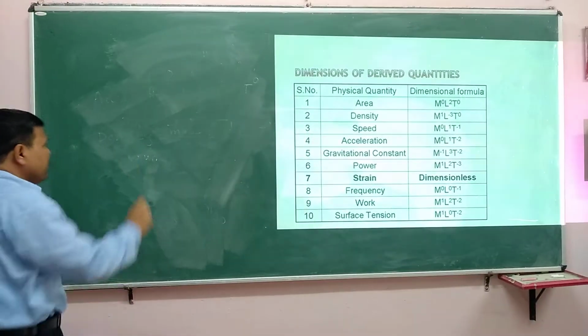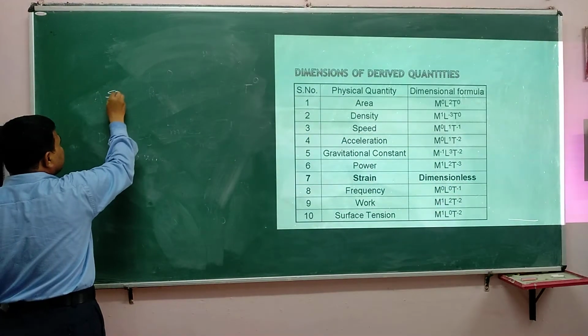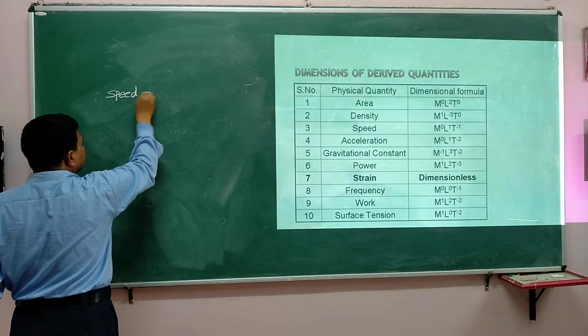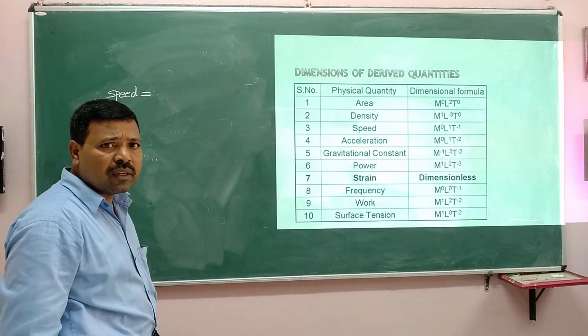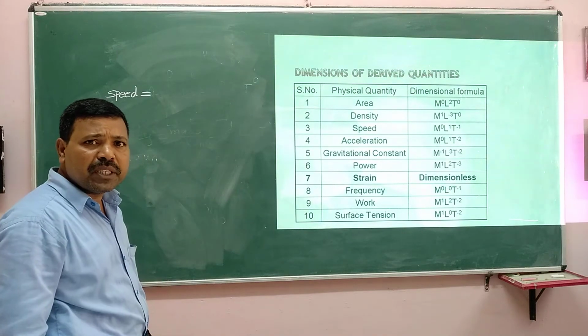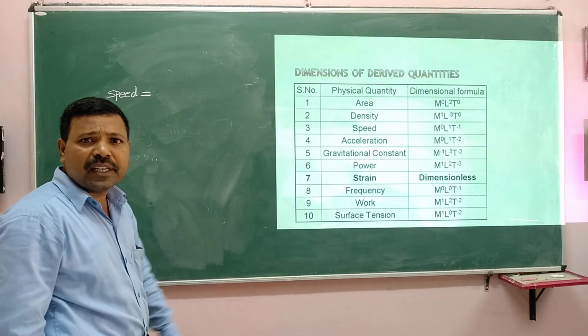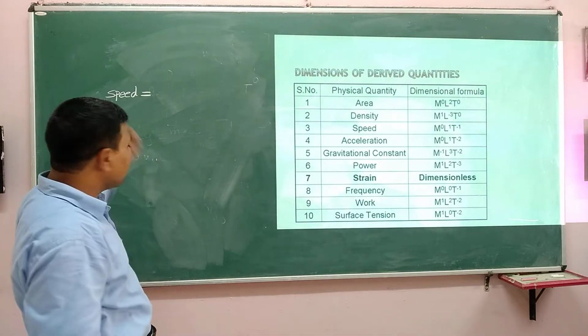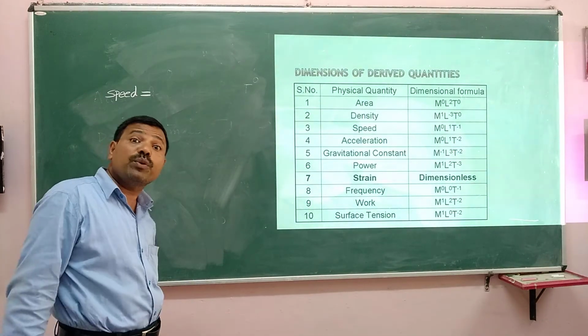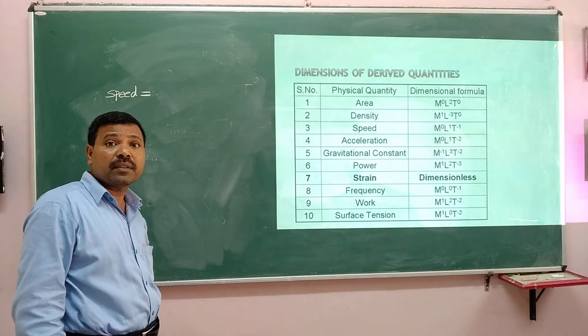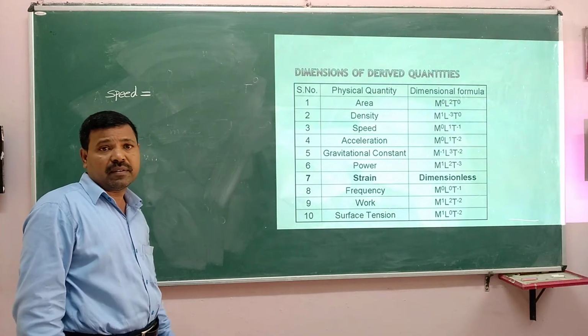Speed is defined as distance divided by time taken. Distance is measured in meter. Time taken is measured in second. So we can write its SI unit, meter per second. Based on that we can also write the dimensional formula.